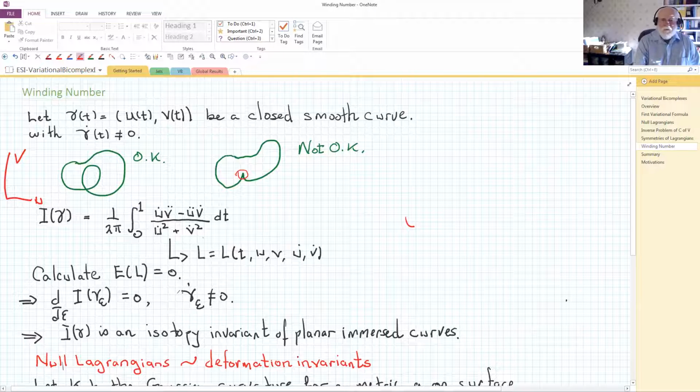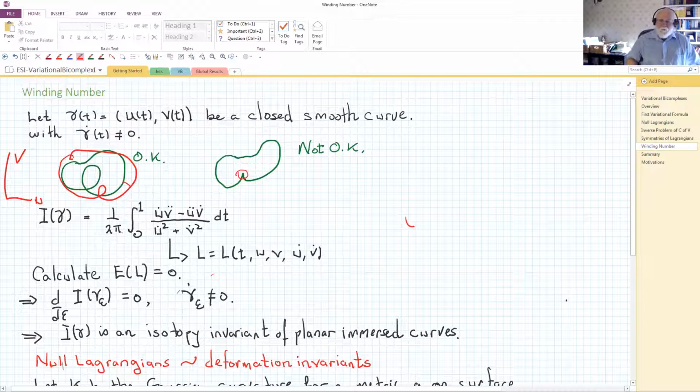Well, given that the derivative is not equal to 0, I can define this particular Lagrangian: u v double dot minus v u double dot over u dot squared plus v dot squared. And if we calculate the Euler-Lagrange expression of this, we get that the Euler-Lagrange expression is identically 0. And going back to our first variational formula, that says if we take our curve and we deform it a little bit to another curve, then under this deformation, this integral won't change.